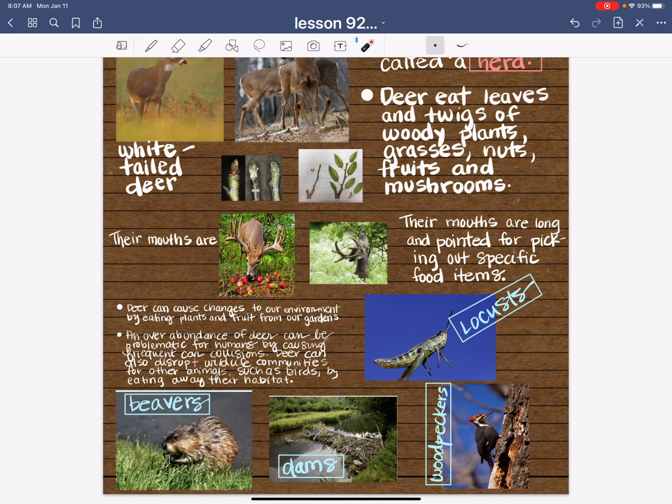All right, so in the next lesson that you watch, you're going to see if and how locusts affect our environment, and beavers, and this is a beaver dam, and woodpeckers. How do locusts and beavers and woodpeckers affect our environment?